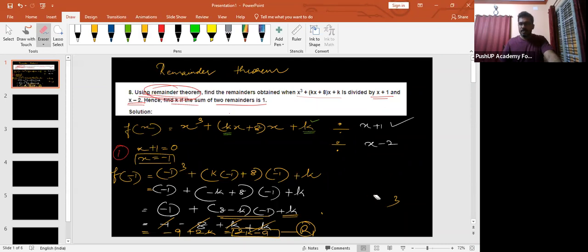All right. So this is the first remainder. Now what I will do, I will take the polynomial once again and divide it with x minus 2. This time I'll divide it with x minus 2 and figure out what is going to be the new remainder, which is R2. Okay. I'll take a new slide. Just give me 2 minutes. I'll copy paste this.